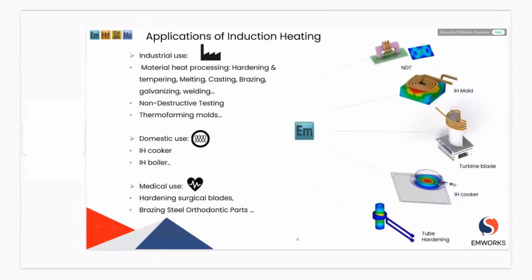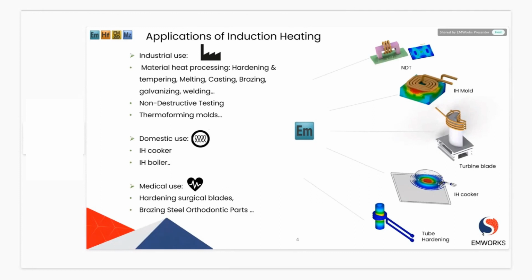As you can see, here is an implementation of the induction heating process in NDT. So it's used for NDT applications. It's going to heat a plate that we want to investigate, and because of the induced eddy currents, we will be able to identify hotspots due to cracks or any other defects on the plate. And this again is the induction heating principle. It's also used for thermoforming molds and other industrial applications like hardening, tempering, melting, and so on.